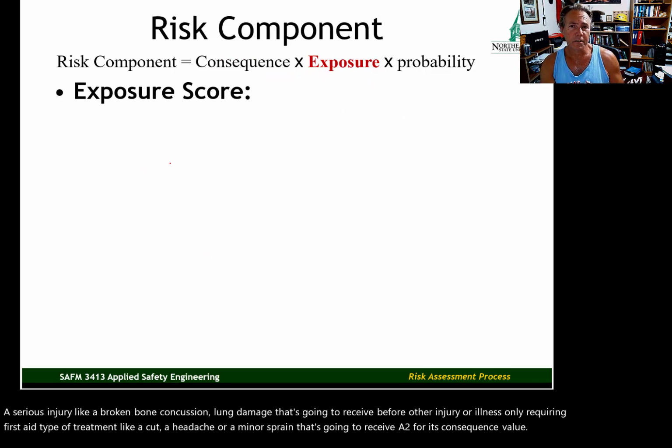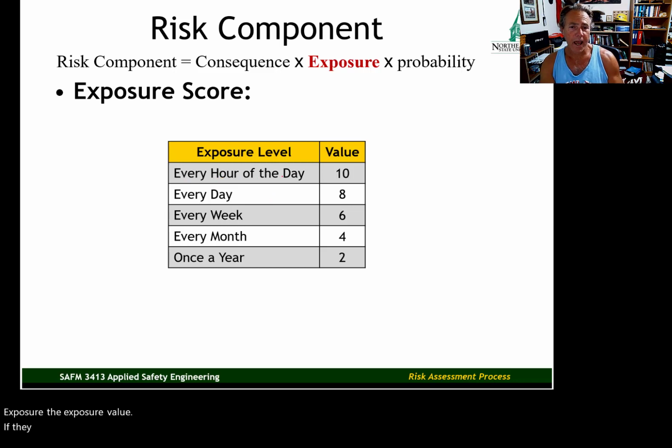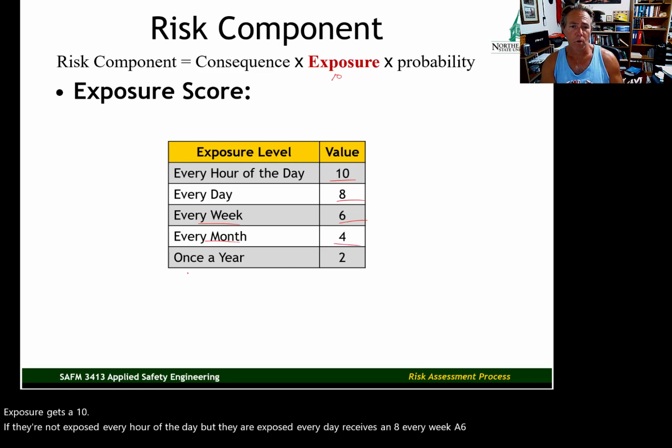Exposure. For the exposure value, if they are exposed to a hazard every hour of the day, exposure gets a 10. If they're not exposed every hour of the day, but they are exposed every day, it receives an 8. Every week, a 6. Every month, a 4. Once a year, 2.